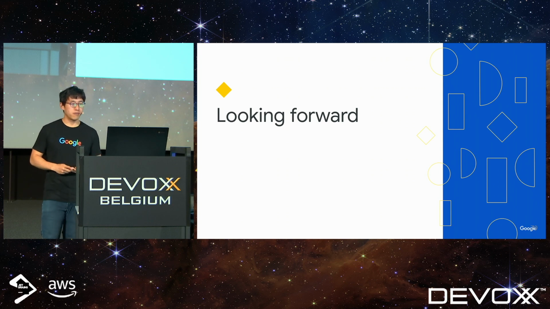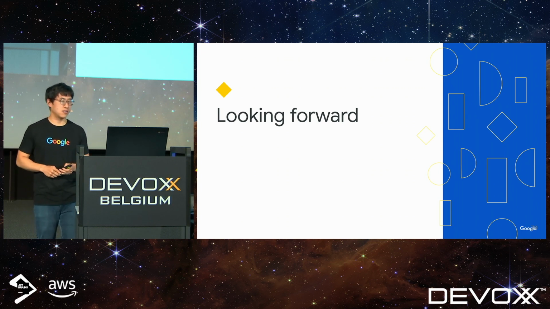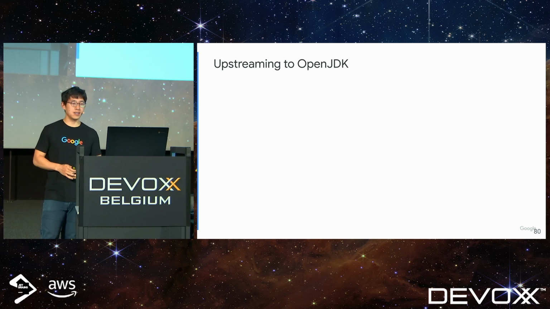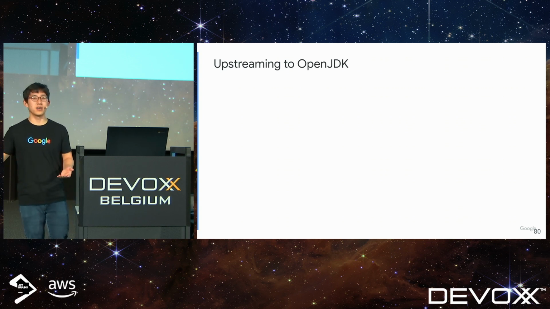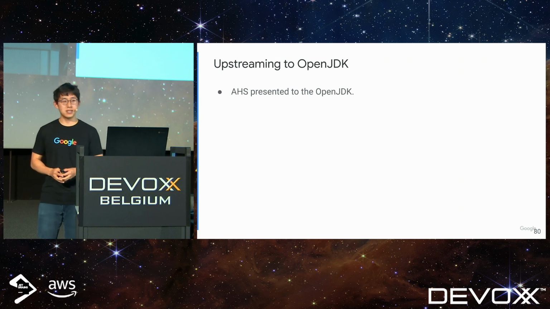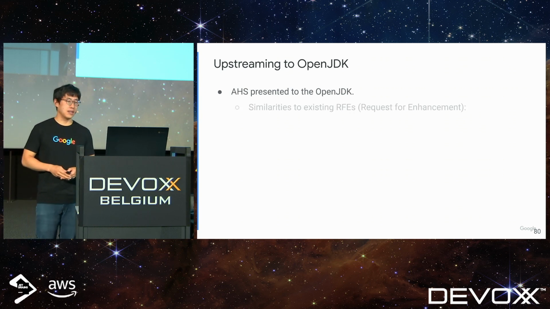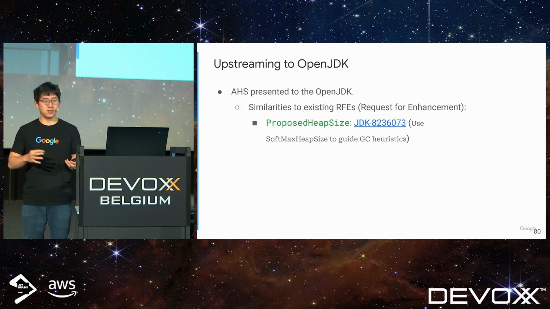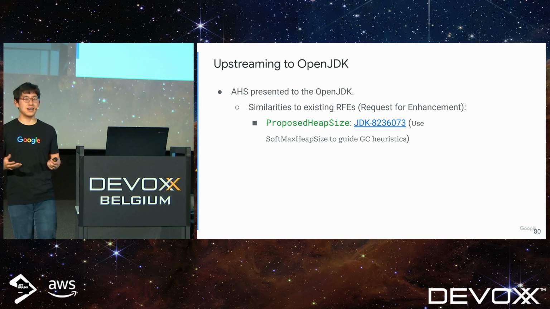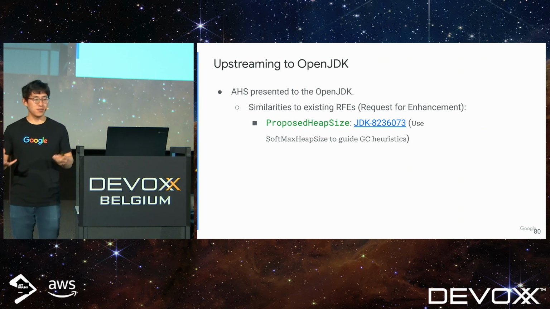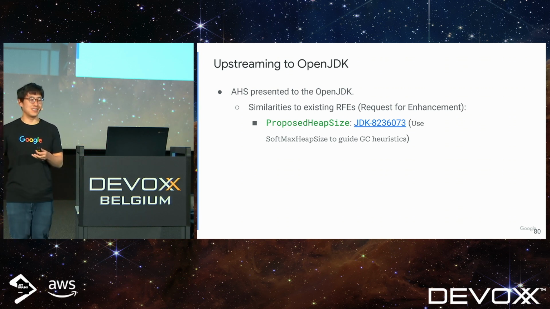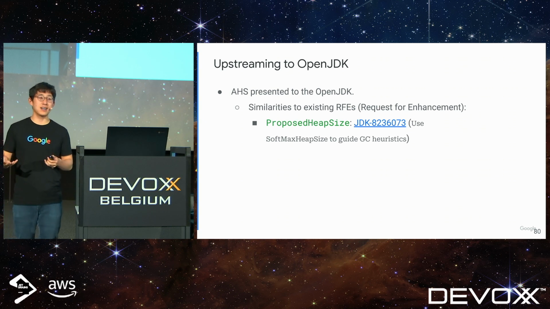Okay, so looking forward, what's next on the plate for AHS? One important thing is, obviously, with the OpenJDK community, we want to share our findings and our contributions and see how we can make this more available to everyone outside of Google. So we did present this to the OpenJDK, and we noticed that there are some similarities to existing requests for enhancements. Notably, proposed heap size has a very similar sister RFE called use softmax heap size to guide GC heuristics. That sounds kind of similar because with proposed heap size, we are setting our proposed heap size, and for this one, they are using another changing value to guide GC heuristics.